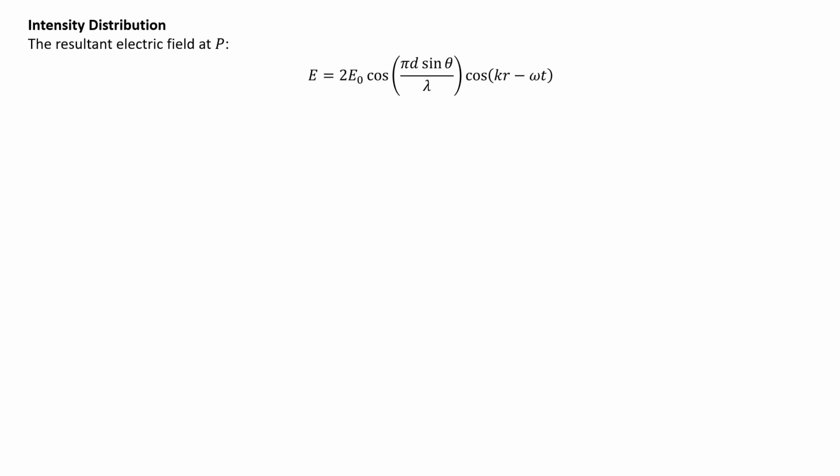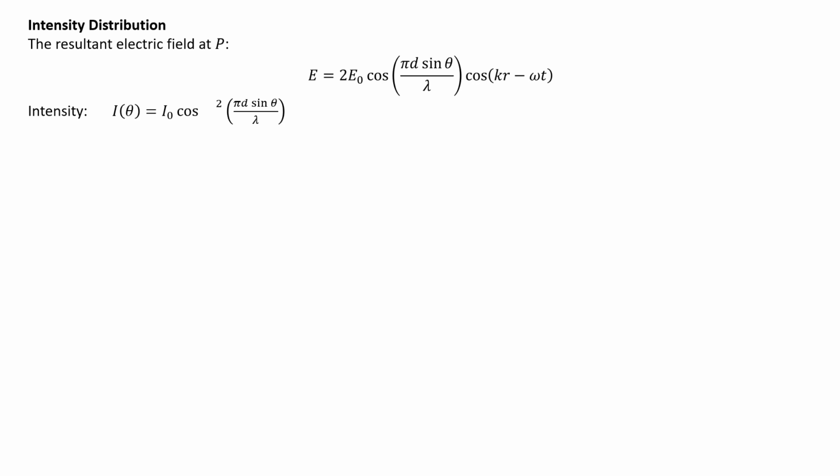When both waves meet at point P, their resultant electric field will be 2 E naught cos(pi d sine theta upon lambda) cos(kr minus omega t). This is the superposition of the two waves, and this final equation comes out. The derivation of the final equation is not in the syllabus, but we will discuss it later in some other videos.